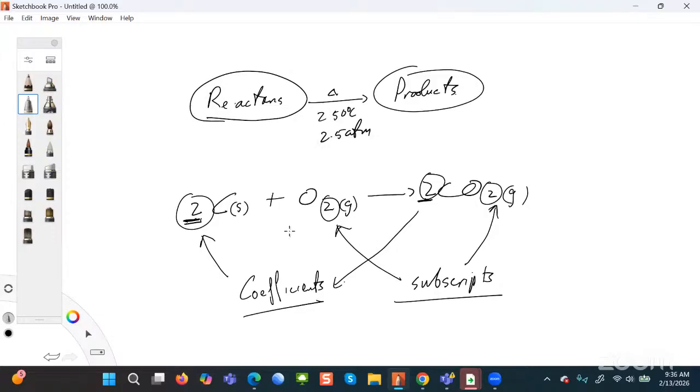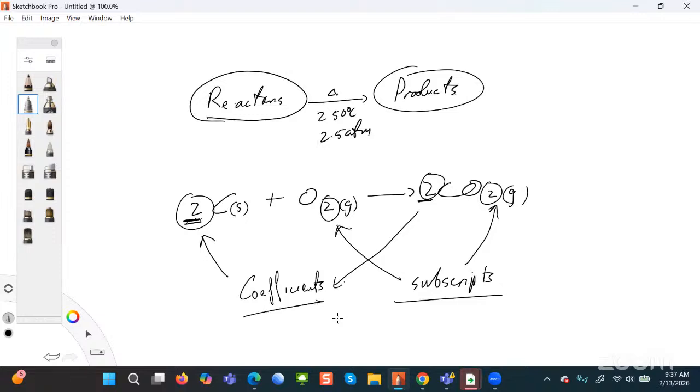Now, the coefficients are important because, as I mentioned before, they give you the relative proportions of the number of atoms being present. Now, the key thing that you need to remember is that the balancing of equations is based on the conservation of mass law. And just to remind you, the conservation of mass law says that in a chemical reaction, the total mass of the products will be equal to the total mass of the reactants, right? Or another way of stating it, matter is not created nor destroyed in a chemical reaction.